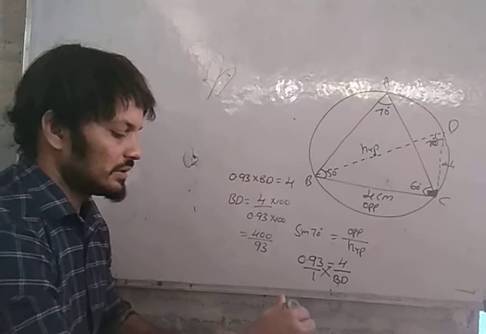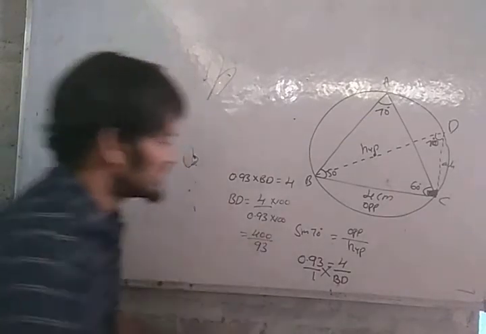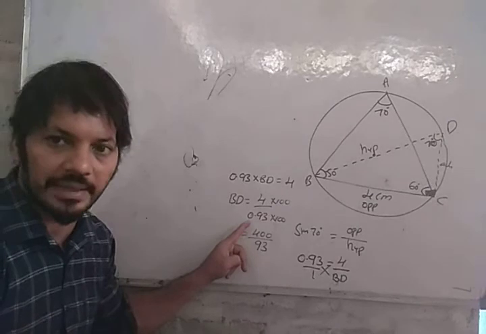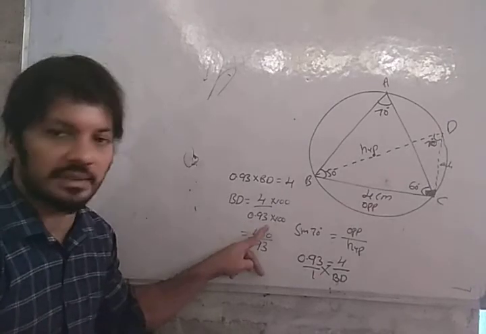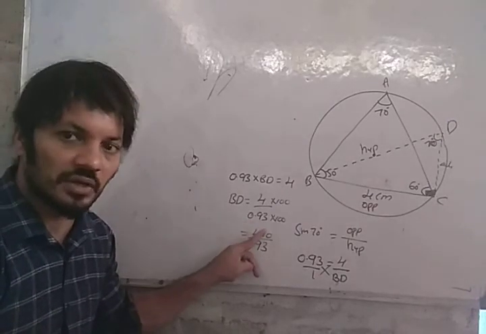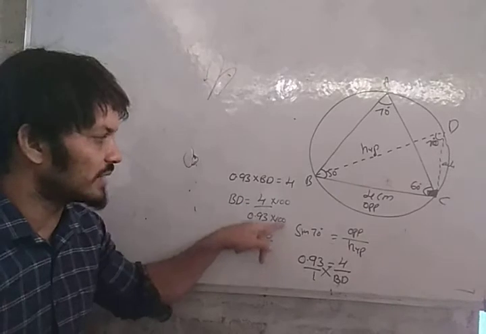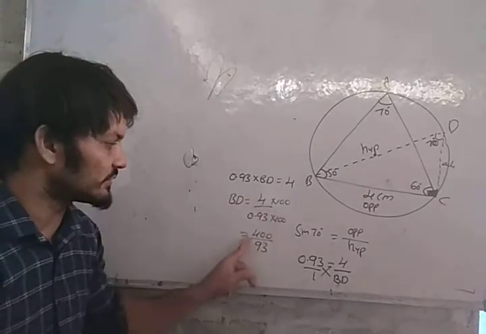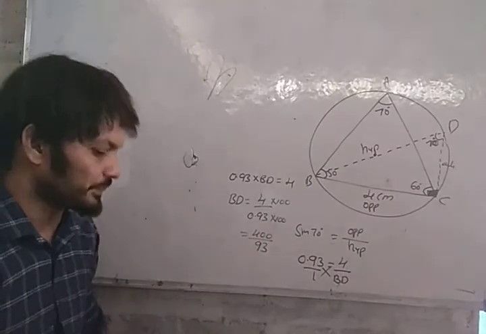Why do I multiply by 100? Because here 2 decimal points in the denominator. 1 decimal point means you have to multiply by 10. If it is 2 decimal points, 100. If it is 3 decimals, 1000. What you multiply in the denominator, the same you have to multiply in the numerator. Here 100 means here also 100. 4 into 100 is 400 by 93.